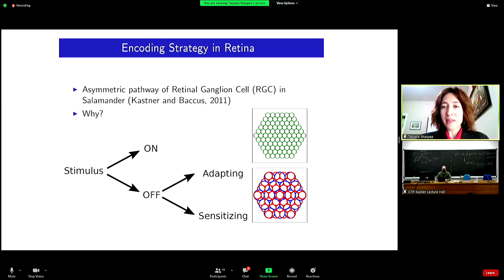Okay. So we are back in the retina, and we will be applying this formula that we derived, and now optimize parameters of neuronal thresholds, but using many arrays. So the question is that, as we discussed, in the retina a stimulus comes in and it's separated into the on channel for encoding increments of light intensity and the off channel for encoding decrements. And then the experimental observation is that the off neurons split into subtypes. They're called adapting and sensitizing, but for the purposes of our analysis, adapting is a high threshold, sensitizing is a low threshold cell, and they form overlapping mosaics.